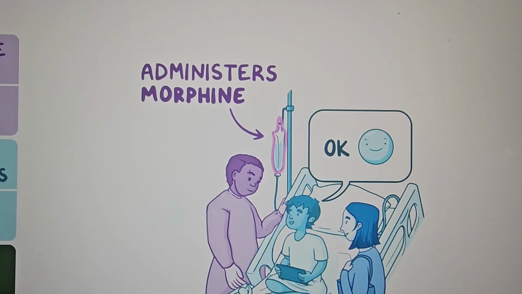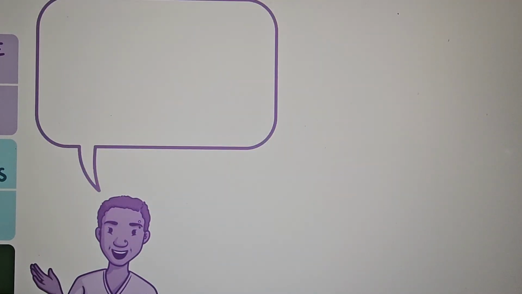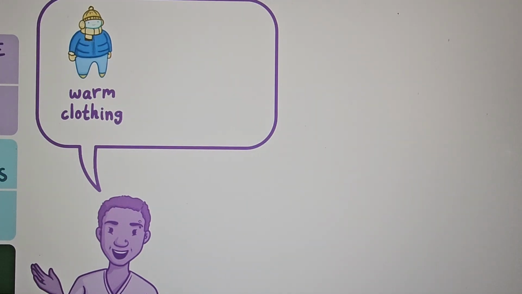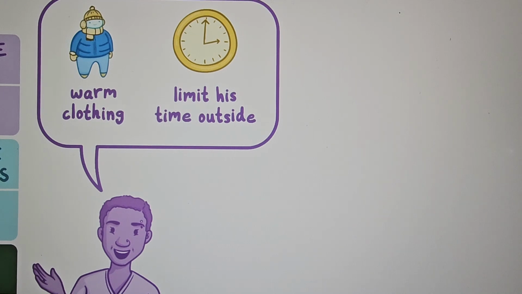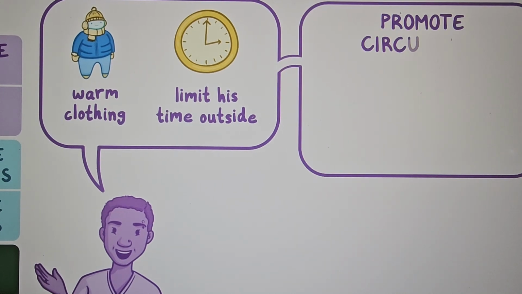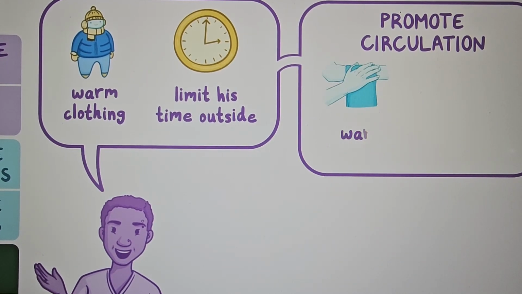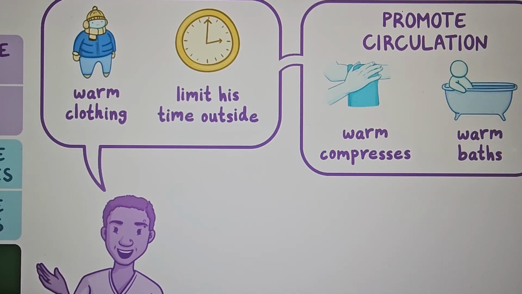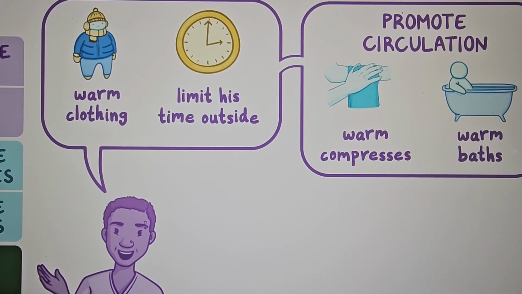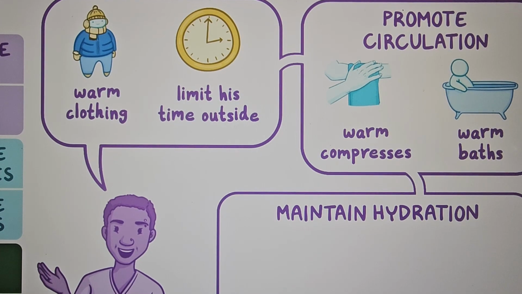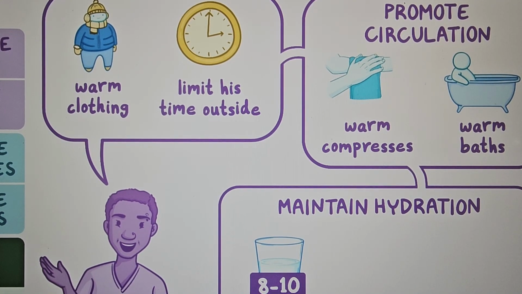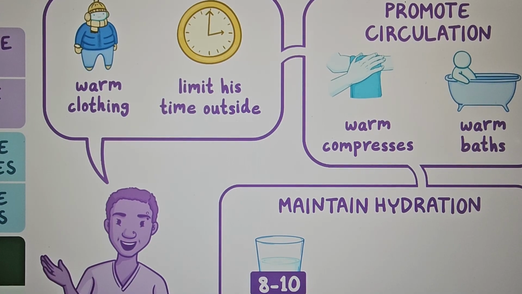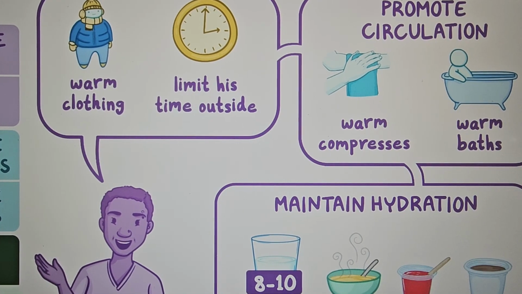Next, Nurse Maggie reviews strategies with Marcus's mother to avoid triggers of VOC. She stresses the importance of Marcus wearing warm clothing when playing in the cold and to limit his time outside in order to prevent vasoconstriction and sickling. Nurse Maggie also lets her know that she can promote circulation of Marcus's extremities by applying warm compresses or having him take warm baths. Then Nurse Maggie reminds Marcus and his mother about the importance of maintaining hydration to reduce blood viscosity and recommends that Marcus drink 8 to 10 glasses of water throughout the day and eat foods that contain fluids, such as soups, gelatins, and puddings.